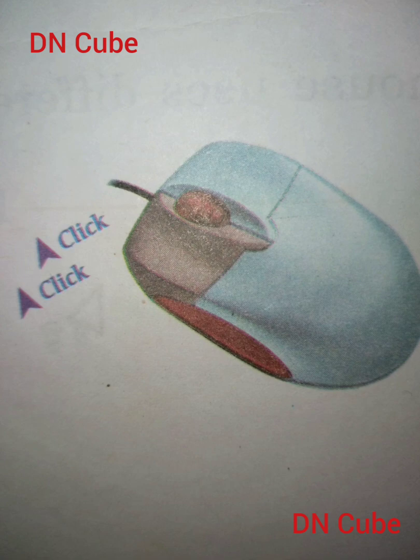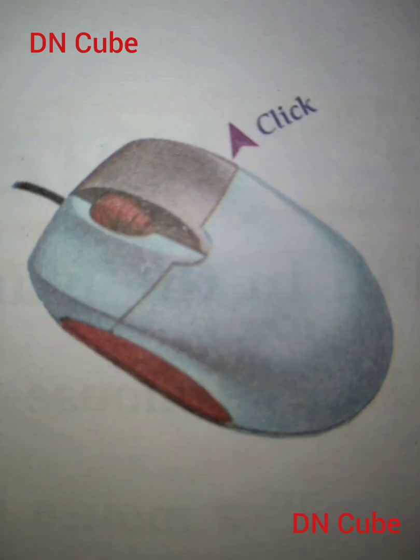By clicking right button, we can see the list of the commands. This right button is used to display the list of commands on the screen. If you want to create a new document or new folder, you have to click on right button.